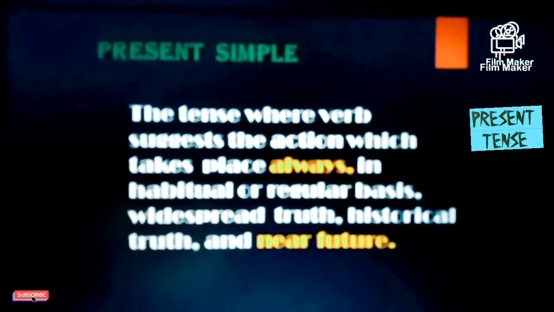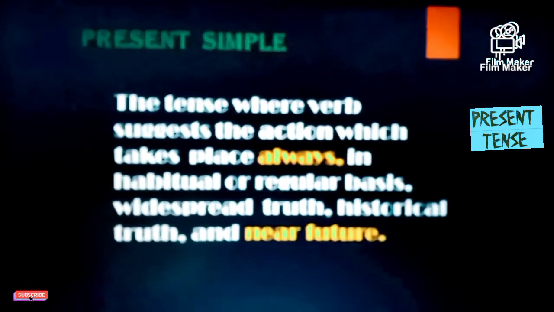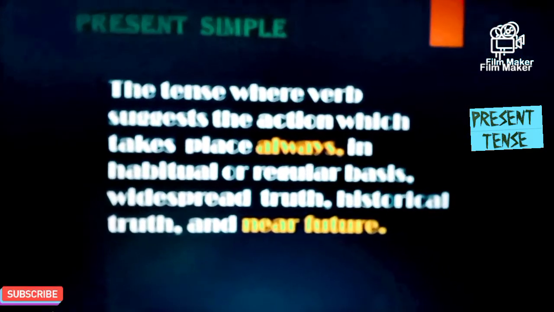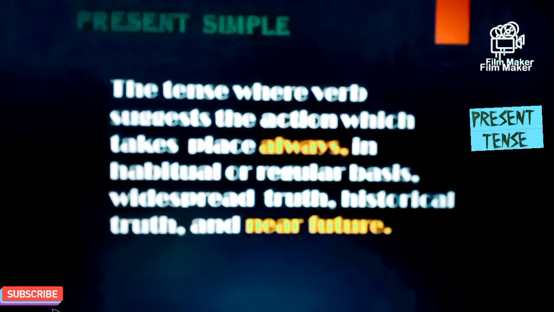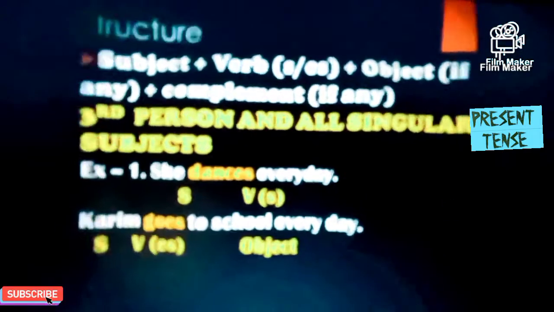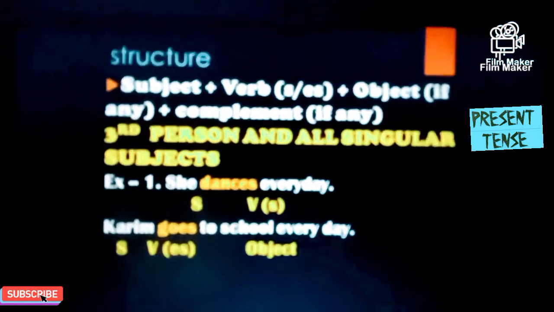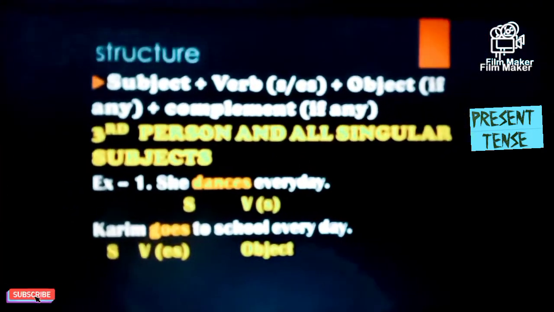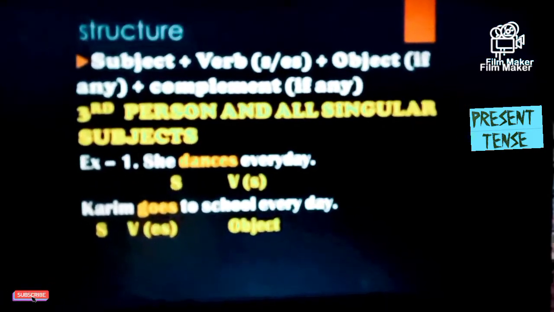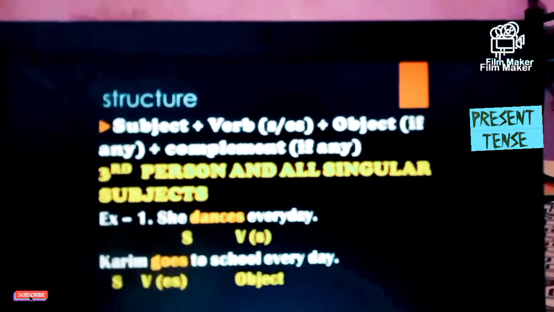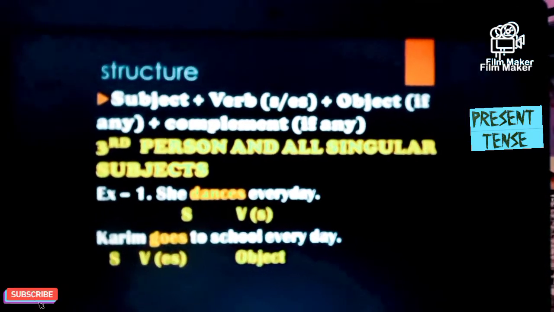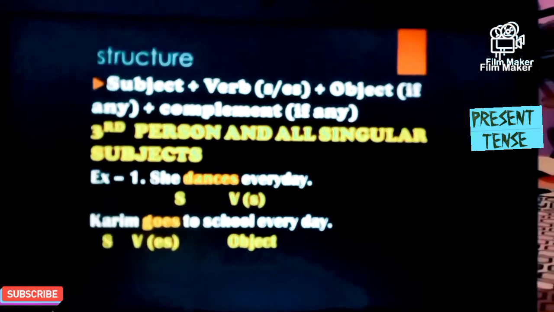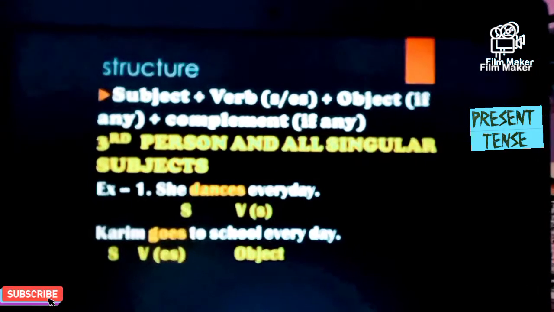So before learning the usages in detail, let's take a brief look at the structures of the simple present tense. It will help you to form correct sentences. Let's take a look at the structure of simple present tense. First one: subject plus verb, that is V1, plus s or es, plus object if there is one, plus complement if it is required by the sentence.